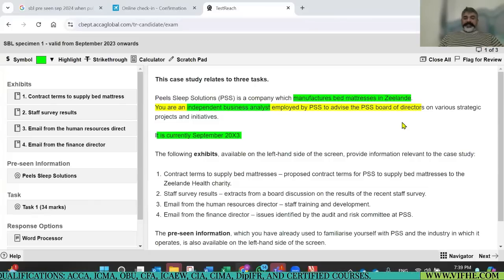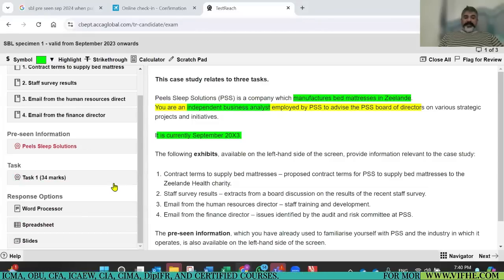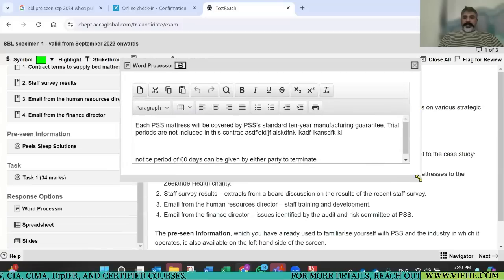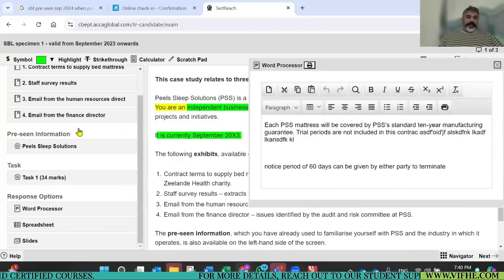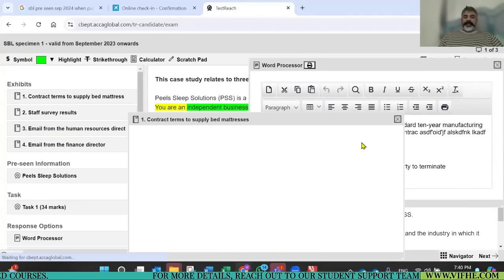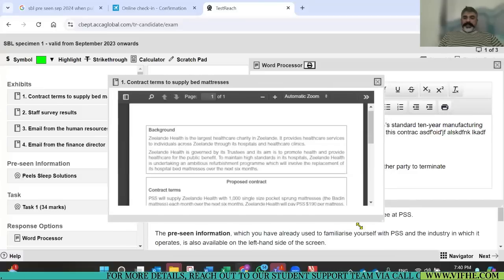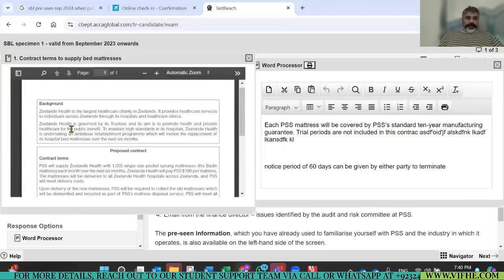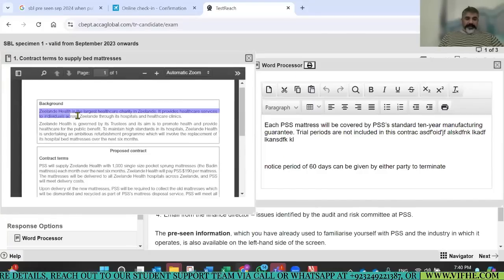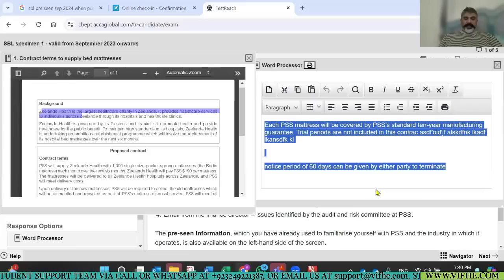Okay, couple of more things. So you can do multitasking. For example, you can open up the word processor, reduce the size, take it to one side, and you can open the exhibit. You can reduce the size, take it to one side, and then you can read and just select. If you want to copy this, you can just select this line, Control C, and here you can just paste it.